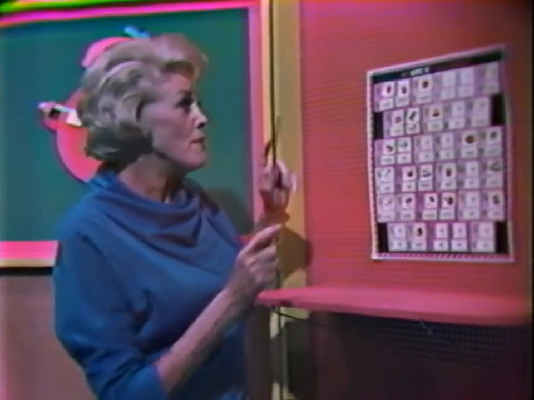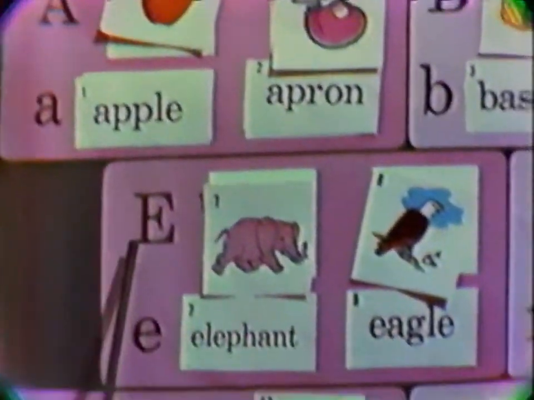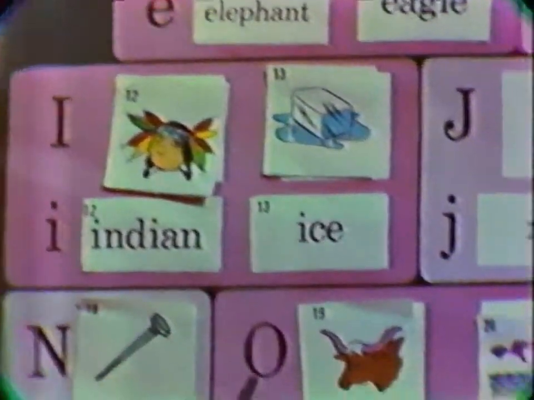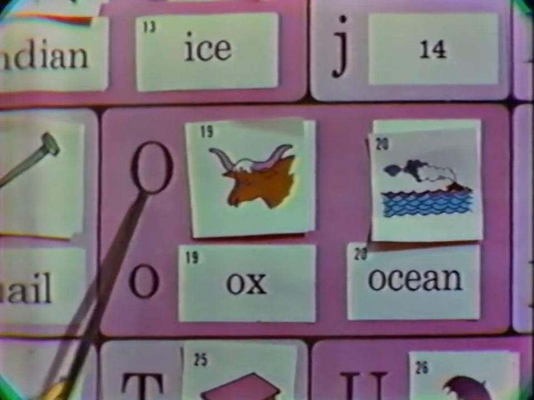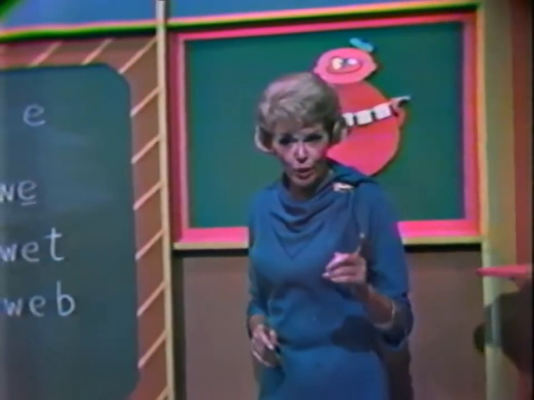Now, let's review the short vowel sounds. Remember, A, apple, and E, elephant, and I, Indian, and O, ox, and U, umbrella. Now let's see how the long and short vowels work when we build words.